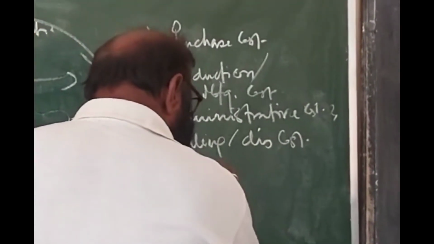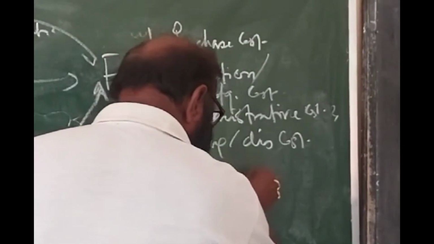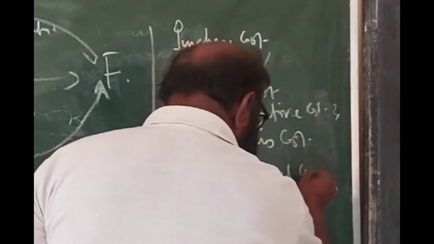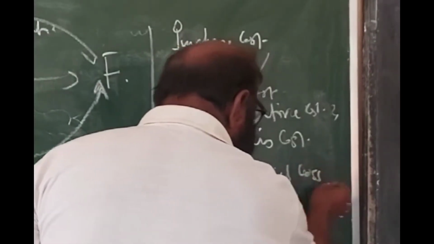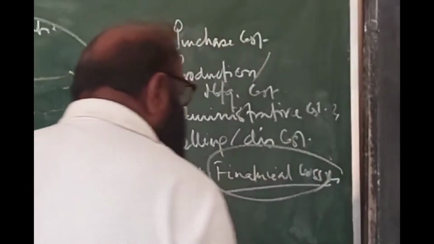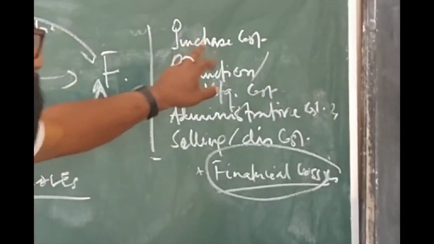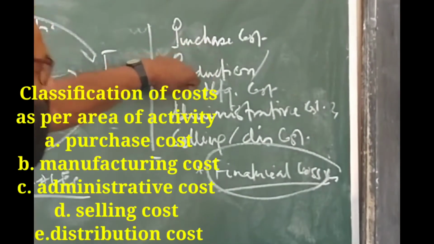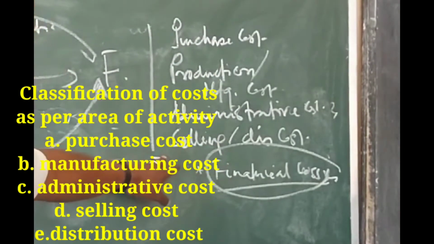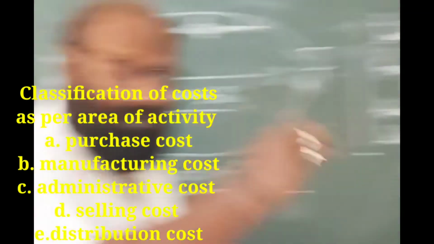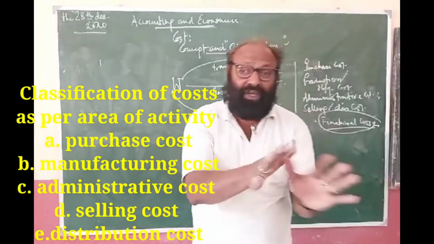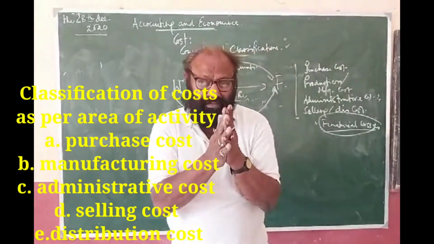And there are some other expenses and losses, that was financial losses. So financial losses are outside our purview right now. So we should consider the purchase cost, production cost, administrative cost, and selling and distribution costs. Now I am giving you an example, and then you will find out how we classify cost.